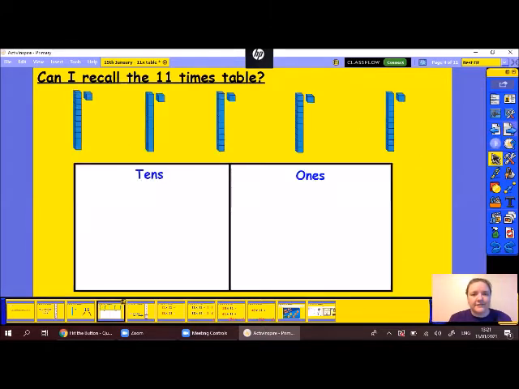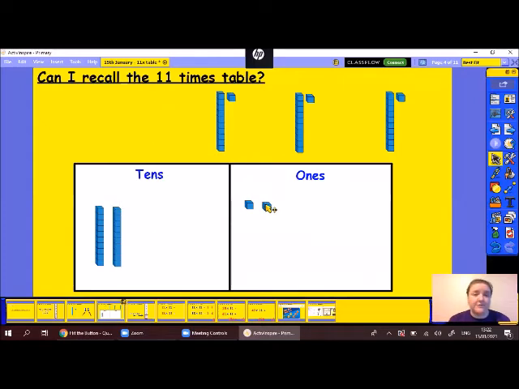Let's have a look. I've got 5 groups of 11 here. As I count up in 11s, see what happens in the tens column and the ones column. So if I've got 1 11, then I've got 1 ten and 1 one. So the tens and ones number is the same. But I've then got another group of 11. I've now got 2 tens and 2 ones.